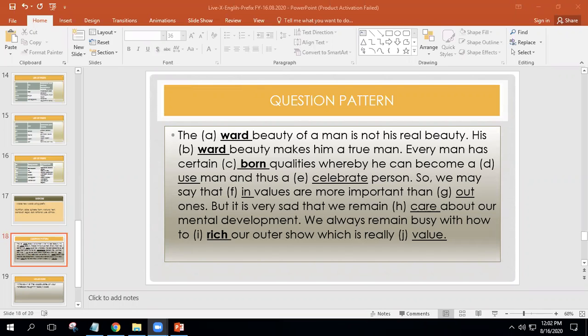Okay, I'm telling you, every man has certain inborn qualities whereby he can become a useful man, and thus a what person? Who can tell? Celebrity, ma'am. Celebrity is a noun, right? So that can be thus a celebrity. After celebrity, there will be no extra noun, no person will be added here. That will be: thus he can become a useful man and thus a celebrity.